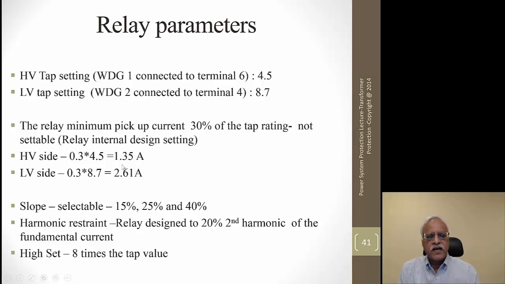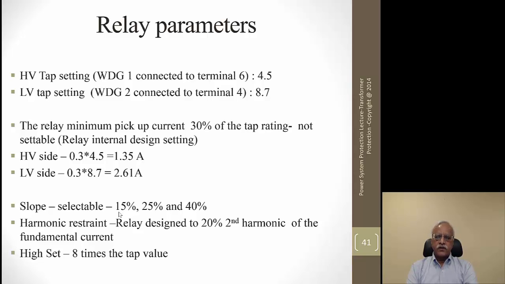So the minimum current for the relay to operate, if there is only current on the high side, is 1.35 amps, which is 30% of 4.5. And the low voltage side is about 30% of 8.7, which is 2.61. Slope: this relay provided us three slope settings: 15%, 25%, or 40%. So based on this, you can use.